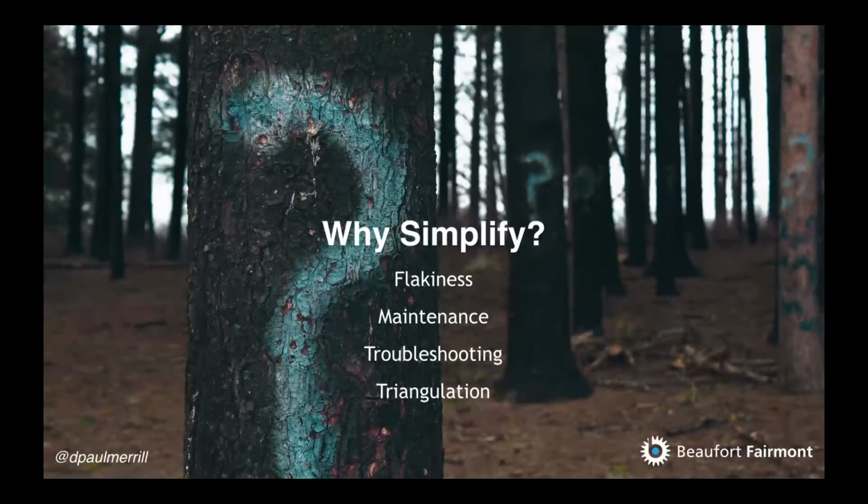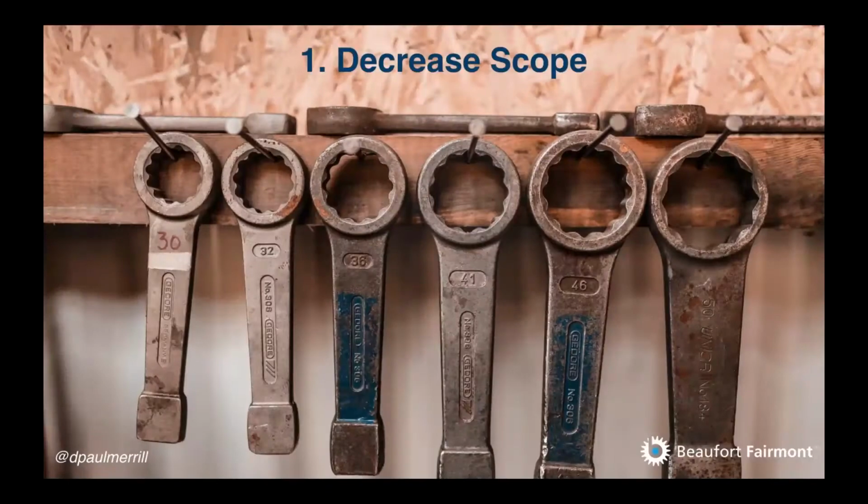We want to be able to troubleshoot fast, and we want to be able to find out where it is that there's a problem within our tests. So the first secret, I'm giving you the secrets, okay? Don't tell anybody after this. Decrease scope. So number 1 is decrease scope.